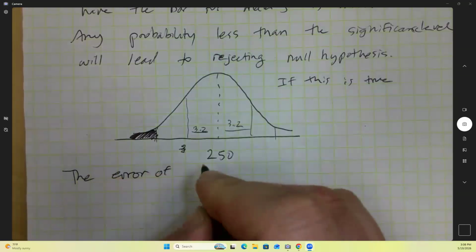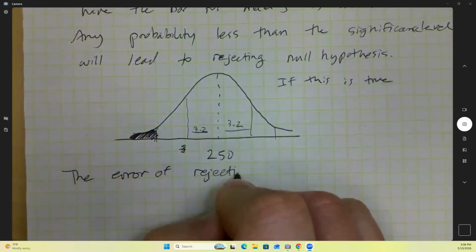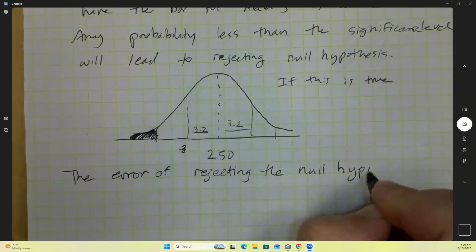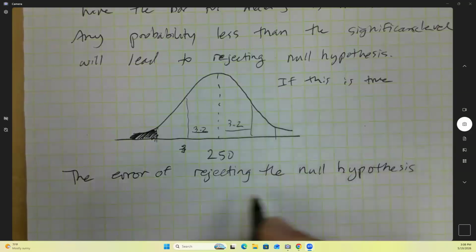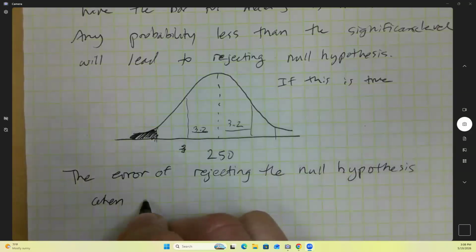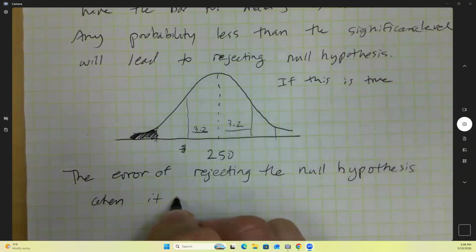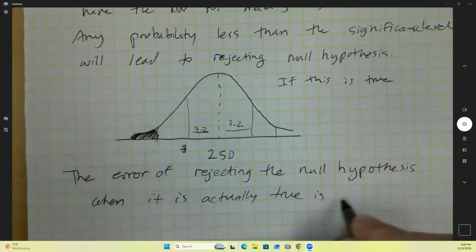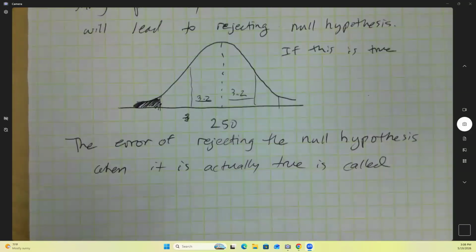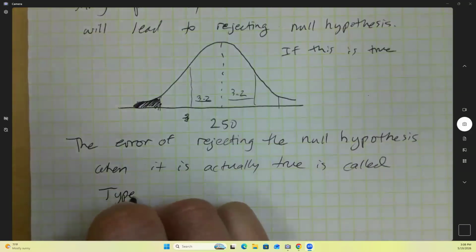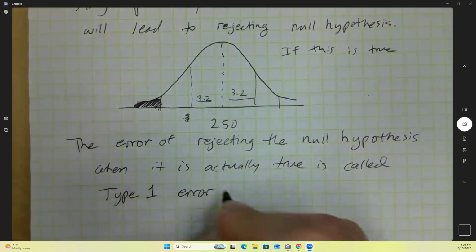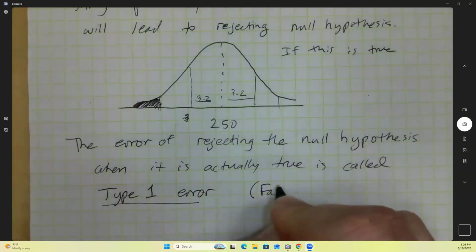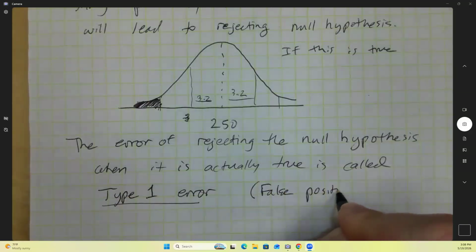So as soon as we pick our significance level, we have the bar for rejecting the null hypothesis when we really shouldn't have. And there's a name we give to this error. The error of rejecting the null hypothesis when it is actually true is called type 1 error. We often think of this as a false positive.